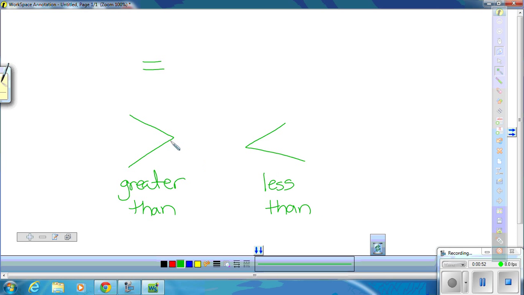Things to remember. Less than, less points left. It's always pointing to the left, so this is a less than sign. If it's pointing to the right, that is a greater than sign. A lot of times in elementary school, they'll talk about that greater than. You want the alligator to eat the bigger number, and that is true. But when we're reading it, we do need to know which one faces which way. So when I'm reading it, this is a greater than sign, and this is a less than sign.